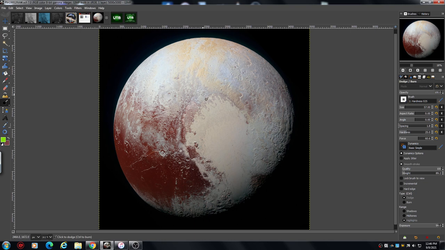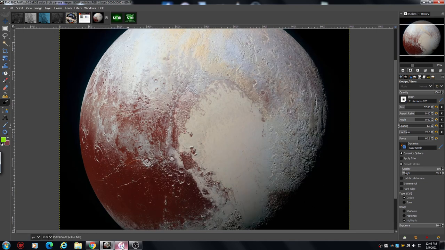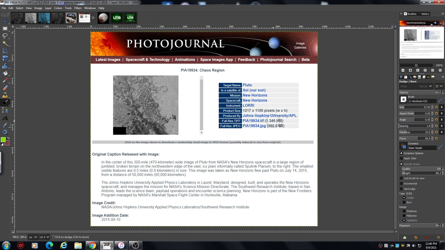This is obviously Pluto, and just to show you where we're going to be looking at, it's more or less this area here, which is about 300 miles wide, the image. This is the image in question. It's very low quality, but surprisingly revealing, as I found out. So there's a bit of information here. It's quite interesting. Yeah, 300 miles wide, and broken terrain, chaos region.